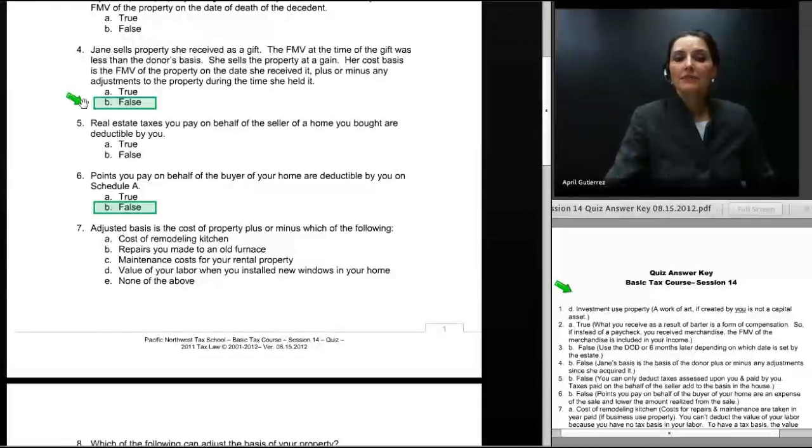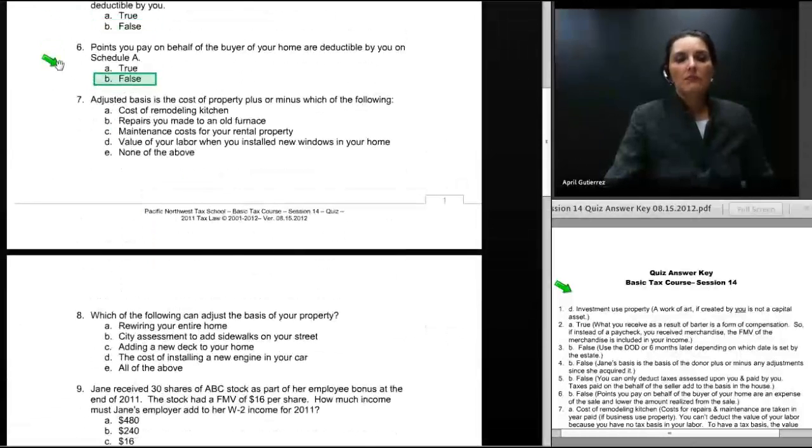In fact, it's the opposite of the truth. She sells the property she received as a gift. The fair market value at the time of the gift was less than the donor's basis. If she sells it at a gain, she's going to go with the donor's basis. She is not going to go with the fair market value. So if she sells it at a loss, she'll go with the fair market value. But if she sells it at a gain, she's going to go with the basis.